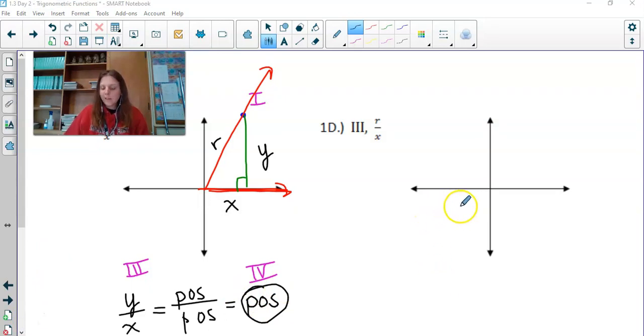So copy down your last one of this type. Go ahead and put your point in quadrant 3 and see if you can label your triangle.